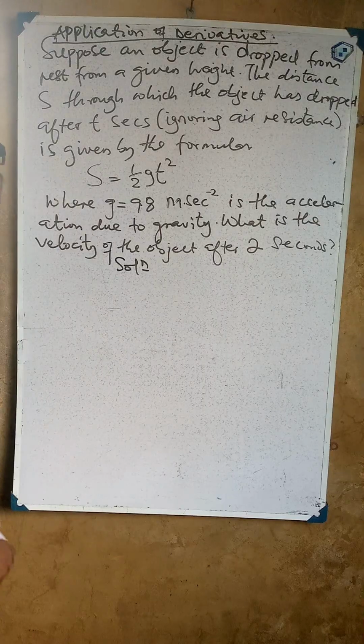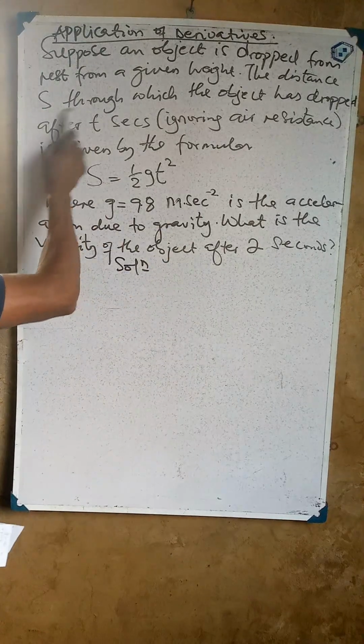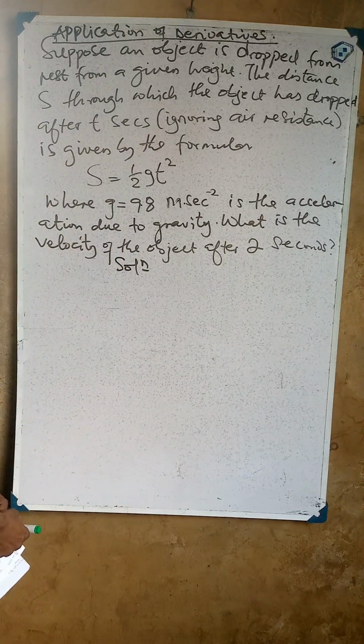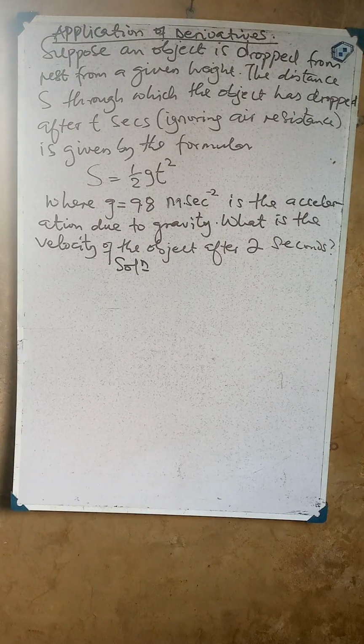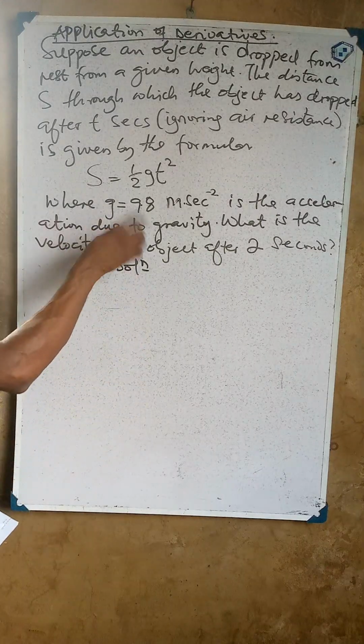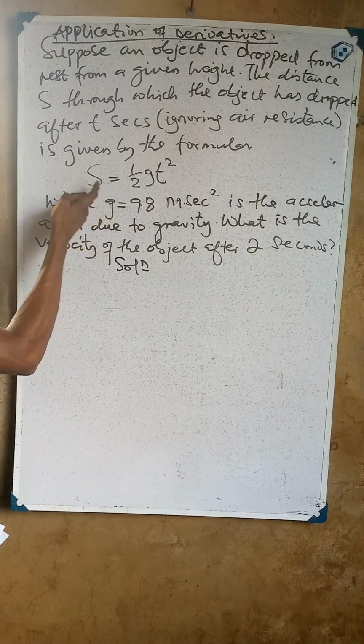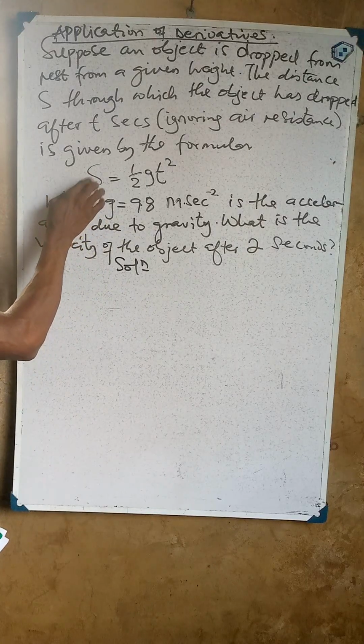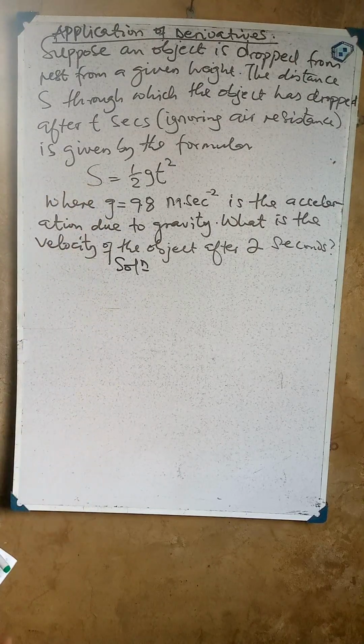Suppose an object is dropped from rest from a given height. The distance s through which the object has dropped after t seconds, ignoring air resistance, is given by the formula. I hope you just know that derivative velocity simply means the rate of change of distance with respect to time. All right, and once you find the derivative, you find s'(t), that gives you the value for the velocity.